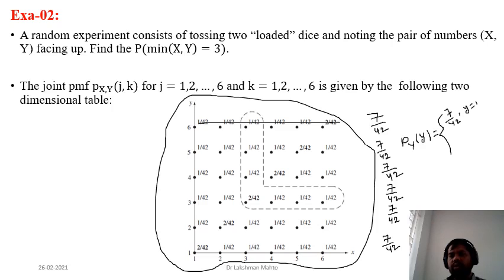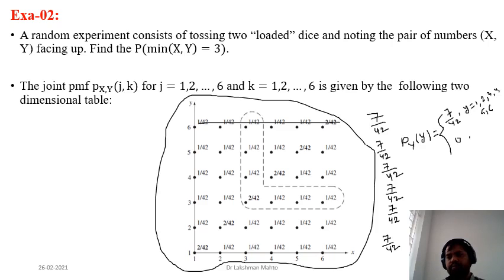Y is talking about the number that appears on the face when you are tossing the second time. So in a dice, either you will get 1, or 2, or 3, or 4, or 5, or 6. So these are the possible values of y. If you roll a dice, you won't get anything other than these 6 digits. Otherwise the value of this probability mass function would be 0.